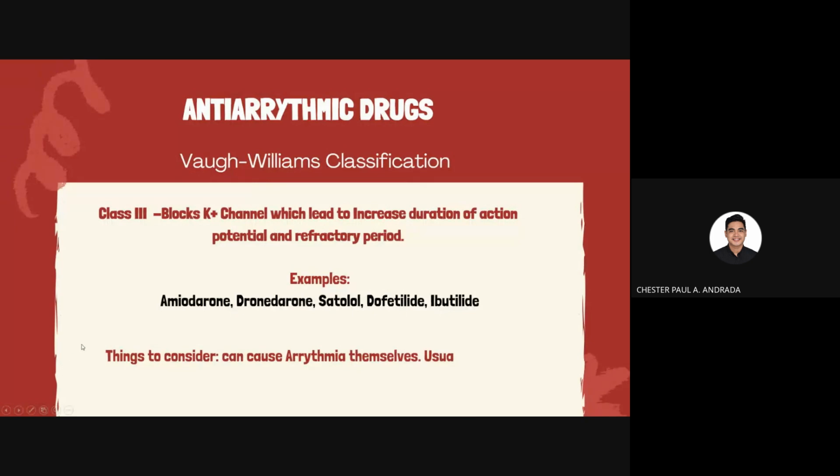So next, class 3, it blocks potassium channels, which lead to the increased duration of action potentials and refractory period. So examples of which is amiodarone, dronedarone, sotalol, dofetilide, and ibutilide. Usually this one causes arrhythmia themselves again, pero take note po tayo sa amiodarone since it contains iodine. One of the side effects po is hyperthyroidism, at the same time blue-gray discoloration as well.